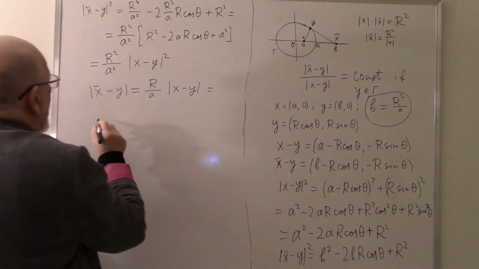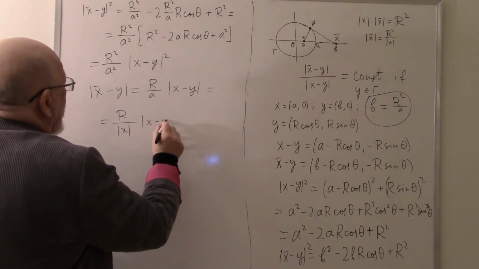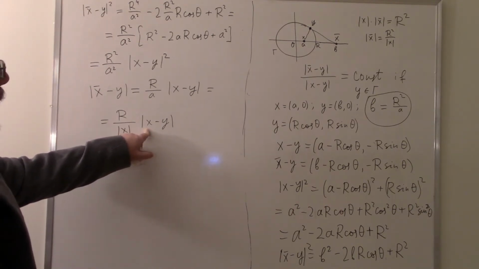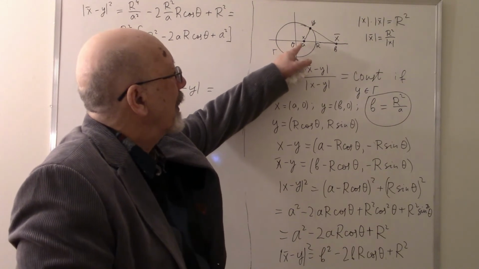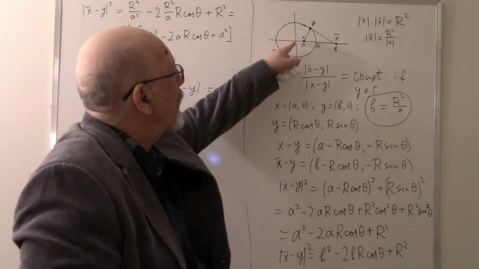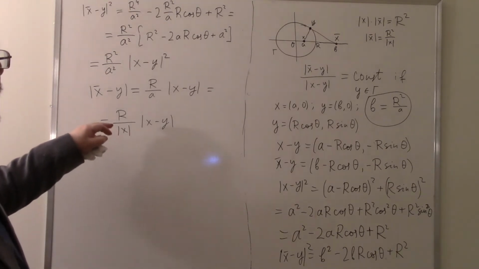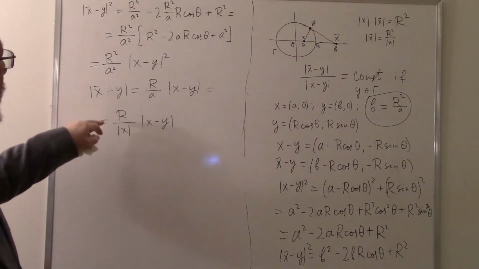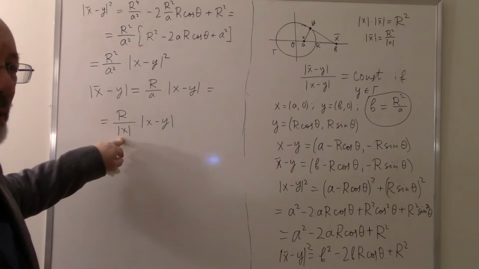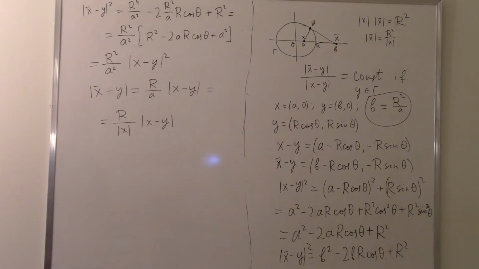Equals r over modulus x minus y. Here x is a fixed point. For each fixed point x, you see that the ratio of x bar minus y and x minus y does not depend on y, it depends only on x, the length of x, or distance from 0.